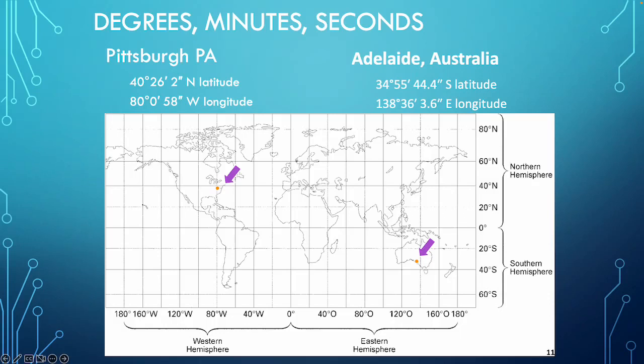So keep in mind, every degree can be divided into 60 minutes. Every minute can be divided into 60 seconds. And that works for both the latitude and the longitude. Any questions so far about latitude and longitude and degrees, minutes, seconds? So every second is a 3,600th of a degree. If we divide a degree by 60 and then divide again by 60, 60 times 60 is 3,600.